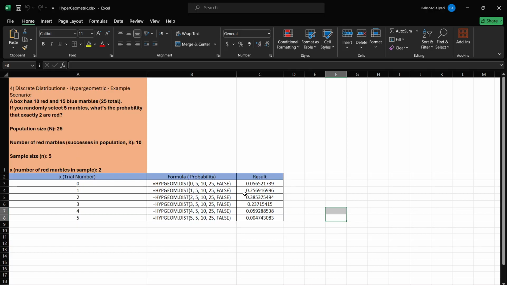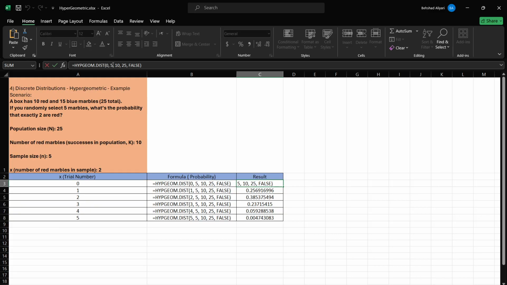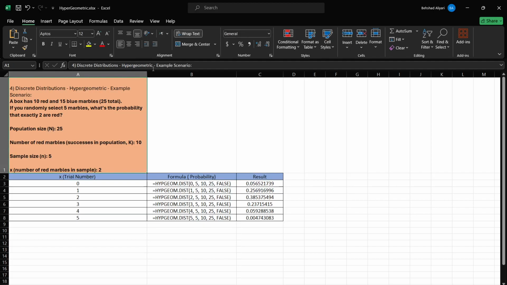Then we have the formula for hypergeometric distributions. The formula is HYPGEOM.DIST. Inside, all we need to fill out is first our x, then our 5, which is going to be the sample size, or n, 10, which is going to be our K, and 25, which will be our N, capital. And then we have the cumulative, which is false, and it will give us these answers.